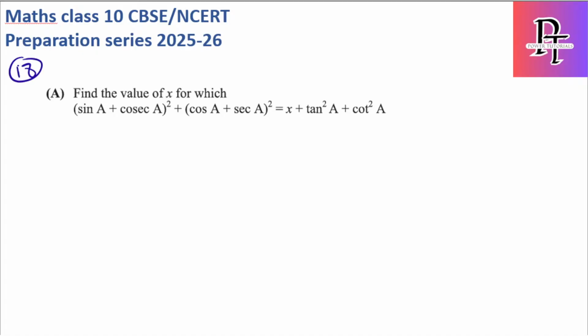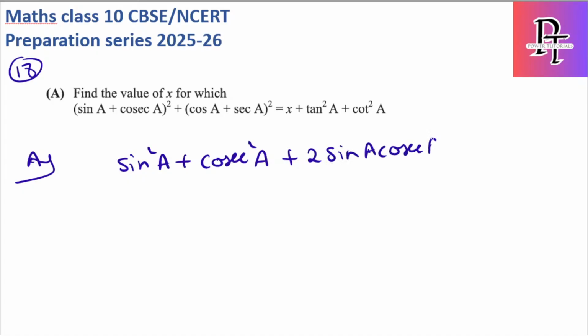Next move to the 18th. This is a 2 marks question. Find the value of x for which. Okay, so here we need to just substitute. Let's expand this. You will get sin square a plus cosecant square a plus 2 sin a into cosecant a, because (a plus b) whole square is a square plus b square plus 2ab. I am just following the same formula, plus cos square a plus secant square a plus 2 cos a secant a.